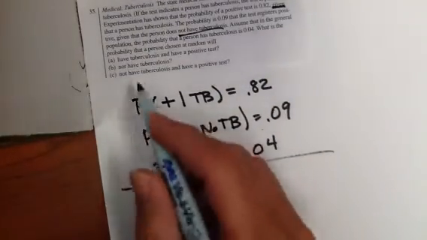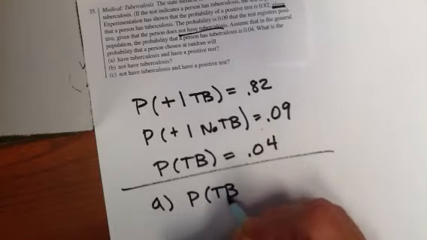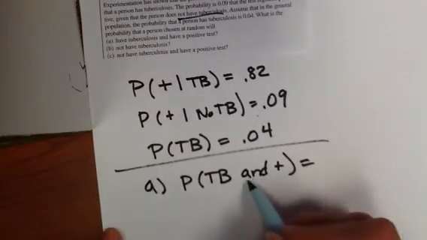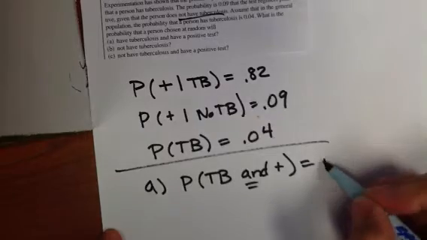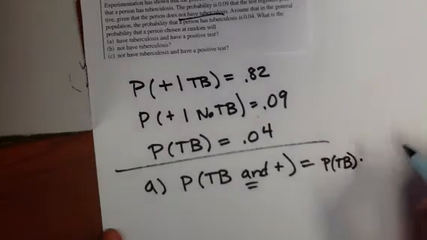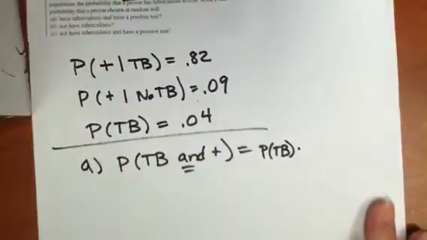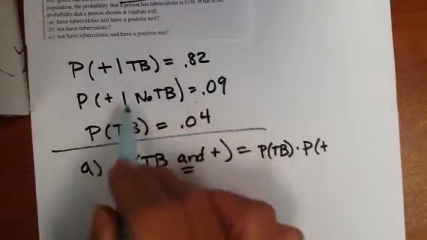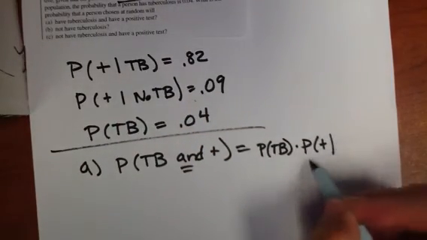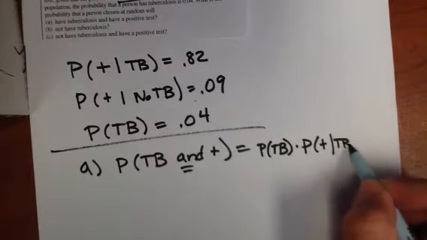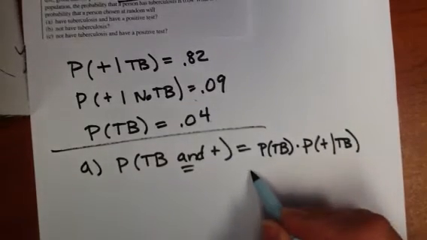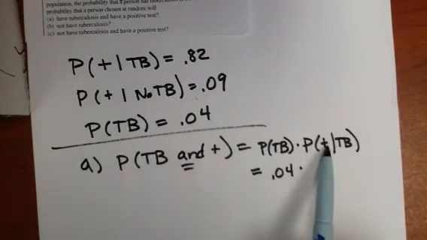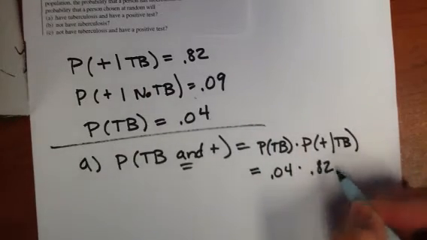Part A says, what is the probability that they have tuberculosis and the test is positive? Okay, so remember, and is multiplication. So it's the probability that they have TB times the probability that the test is positive. Now remember, because we have these conditionals, they're dependent. So we have to say given this first event, they have TB. So we're taking the probability that they have TB, the 0.04, and multiplying it by the probability that it's positive given they have TB, or 0.82.